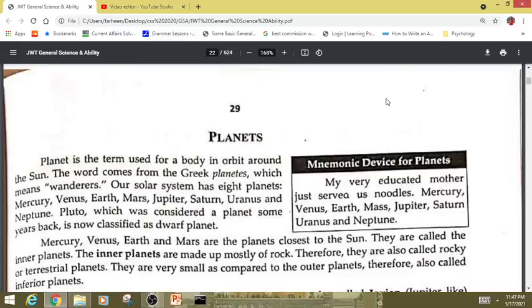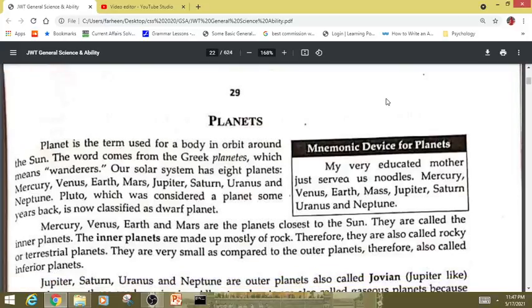Planets. Planet is a term used for a body in orbit around the sun. The word comes from the Greek planet, which means wanderers. Our solar system has 8 planets: Mercury, Venus, Earth, Mars, Jupiter, Saturn, Uranus, and Neptune. Pluto, which was considered a planet some years back, is now classified as a dwarf planet.